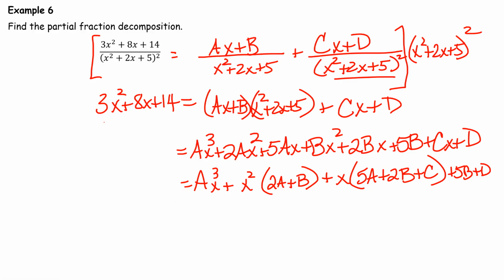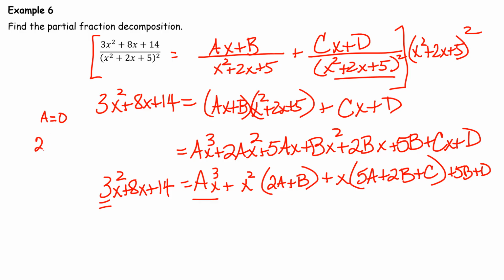So looking back over at the left side of the equation, you've got 3x squared plus 8x plus 14. First thing you have here is Ax cubed. There is no x cubed, but that means that A must be 0. That's all it means. There is no x cubed term, so A must be 0. So that was easy enough. A is 0. Then you've got x squared times (2A plus B). The coefficient on x squared is 3.